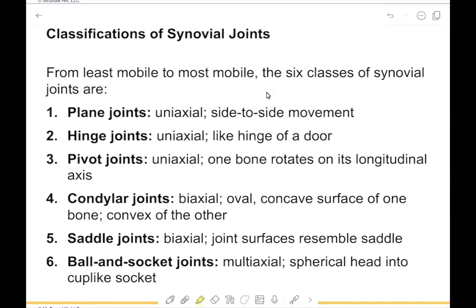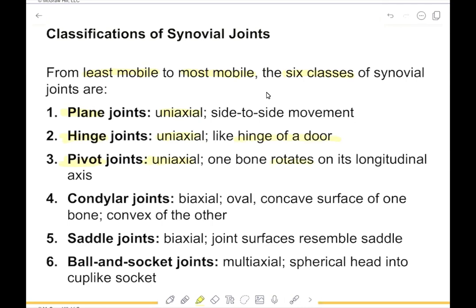So we can classify synovial joints from least mobile to the most mobile. There are six classes, and they're based on the shape of the articulating parts of the joints. The first one is the planar joint or plane joint. Notice that it is uniaxial, allows side to side movement. Then there is a hinge joint, which is also uniaxial, like the hinge of a door. A pivot joint, which is uniaxial, so one bone rotates on its longitudinal axis. This would be something like the atlas and the axis, allowing us to rotate our head.